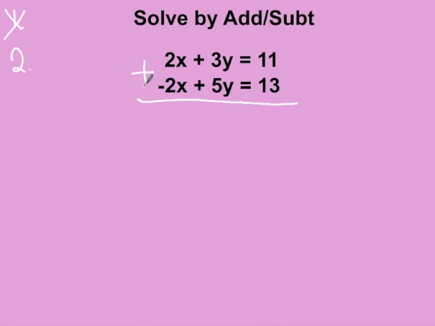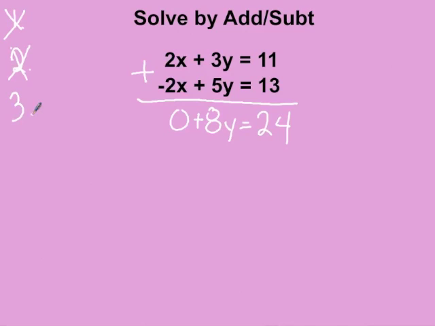And this is where I think it gets much easier than the substitution method or the graphing method. What we do now is just add from top to bottom. So 2x plus negative 2x, 0. 3y plus 5y, positive 8y equals 11 plus 13 is 24. We've now added our two equations, and that's what the second step's asking us for. So we're done with the second step.